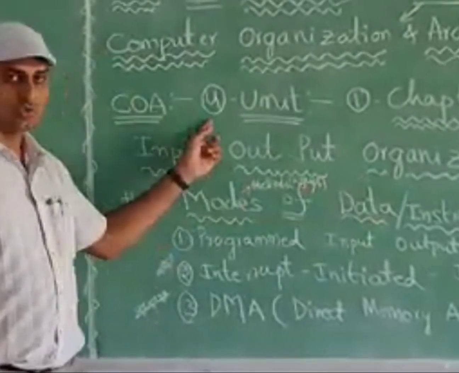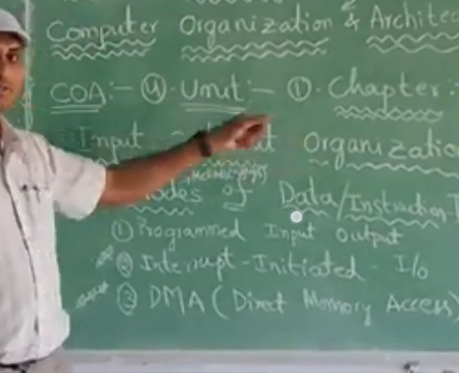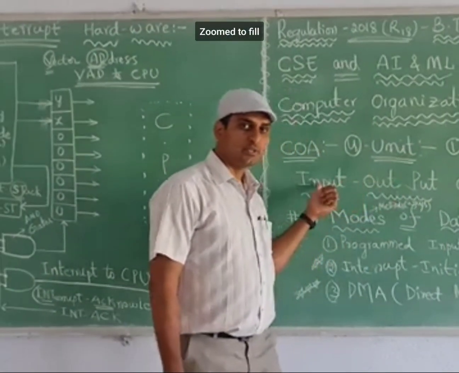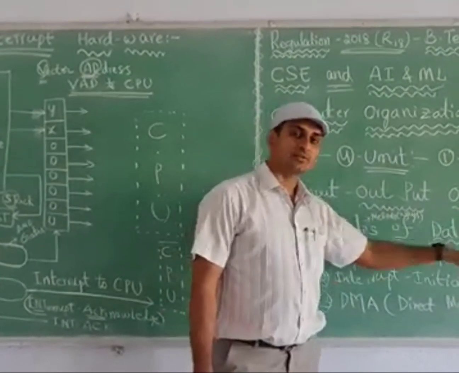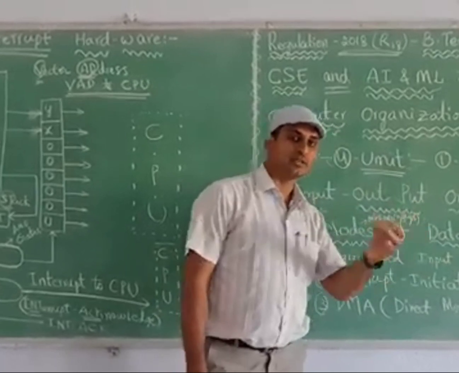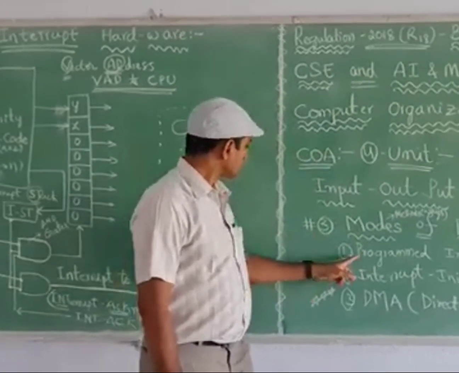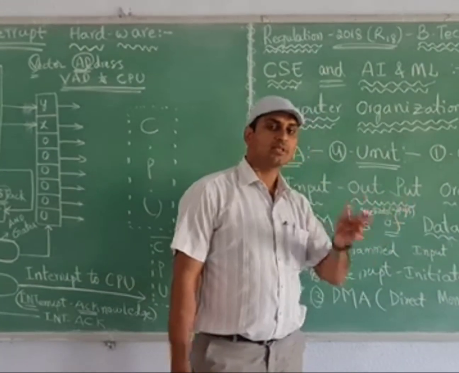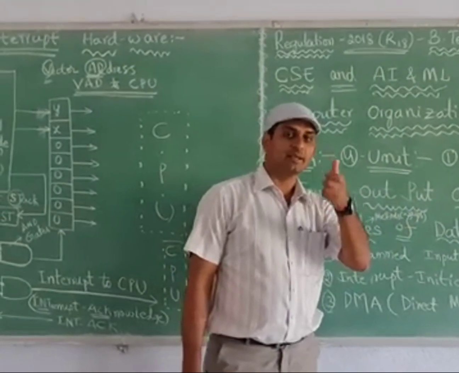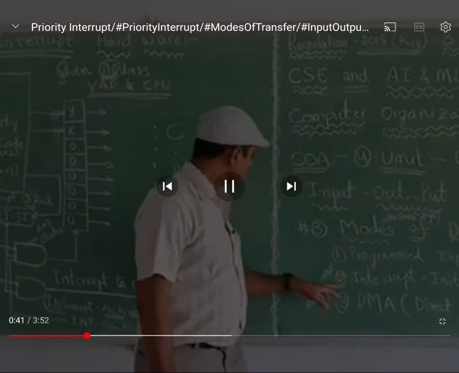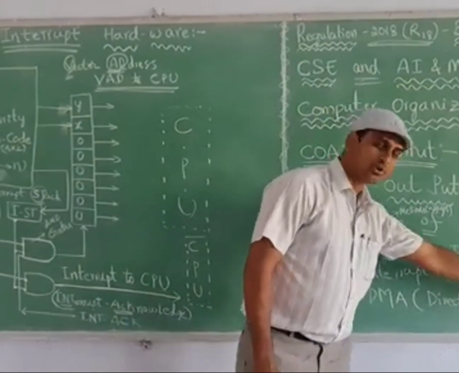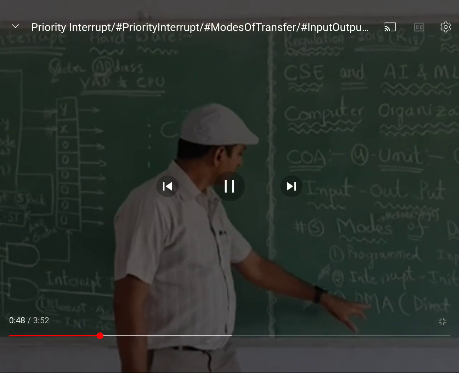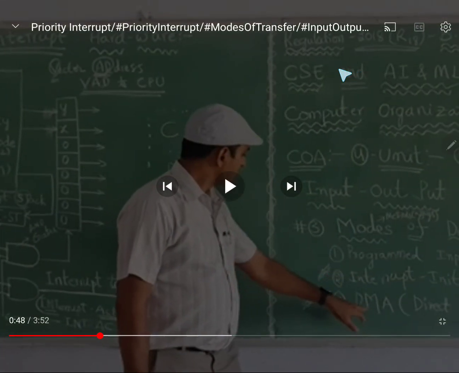Fourth unit, first chapter in computer organization and architecture, the COA subject. Here we have modes of data transfer, meaning types or methods of data transfer, in 3 types. First one is program-controlled input output. Program means the microprogram is designed for data transfer. Second one is interrupt-initiated input output. Interrupt means disturbance. And third one is, see, I wrote here.